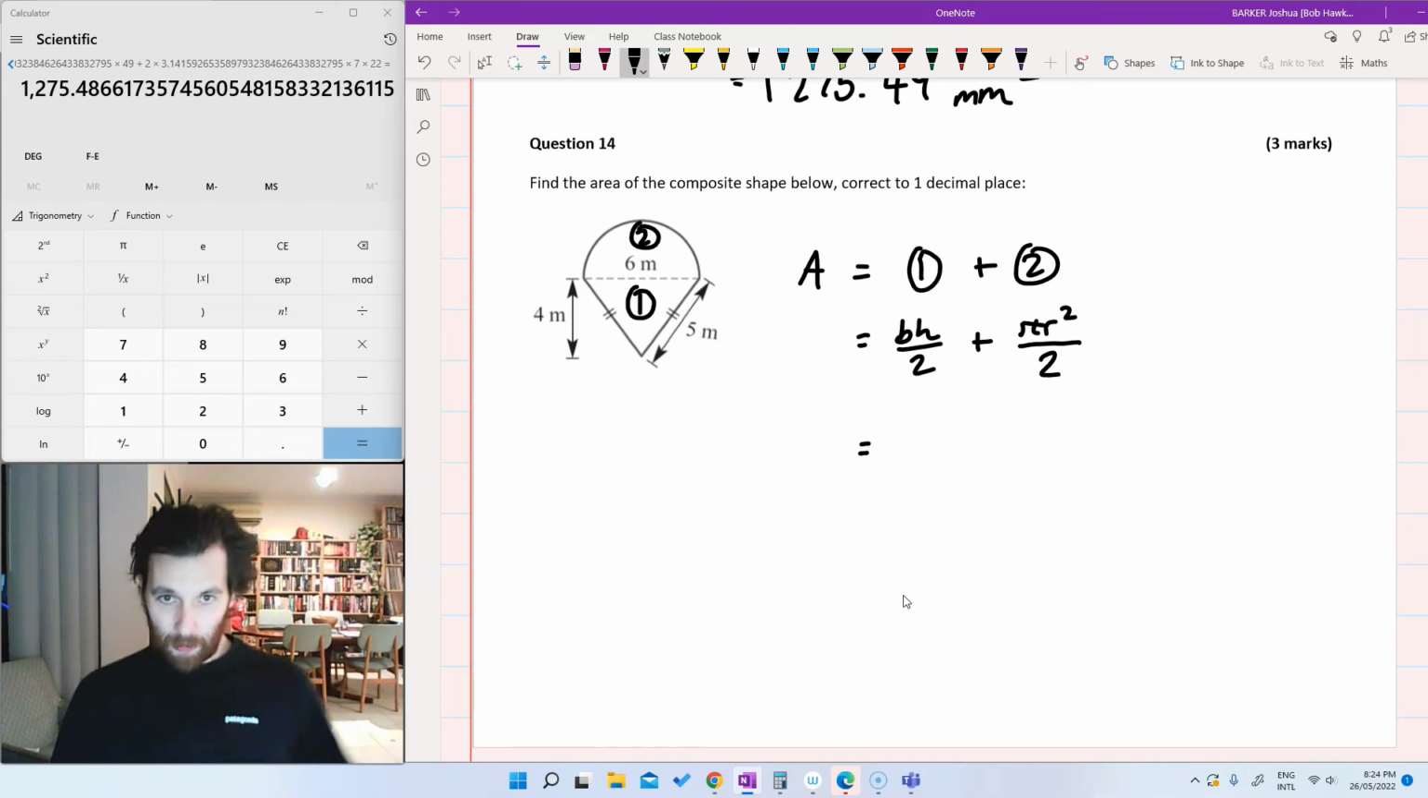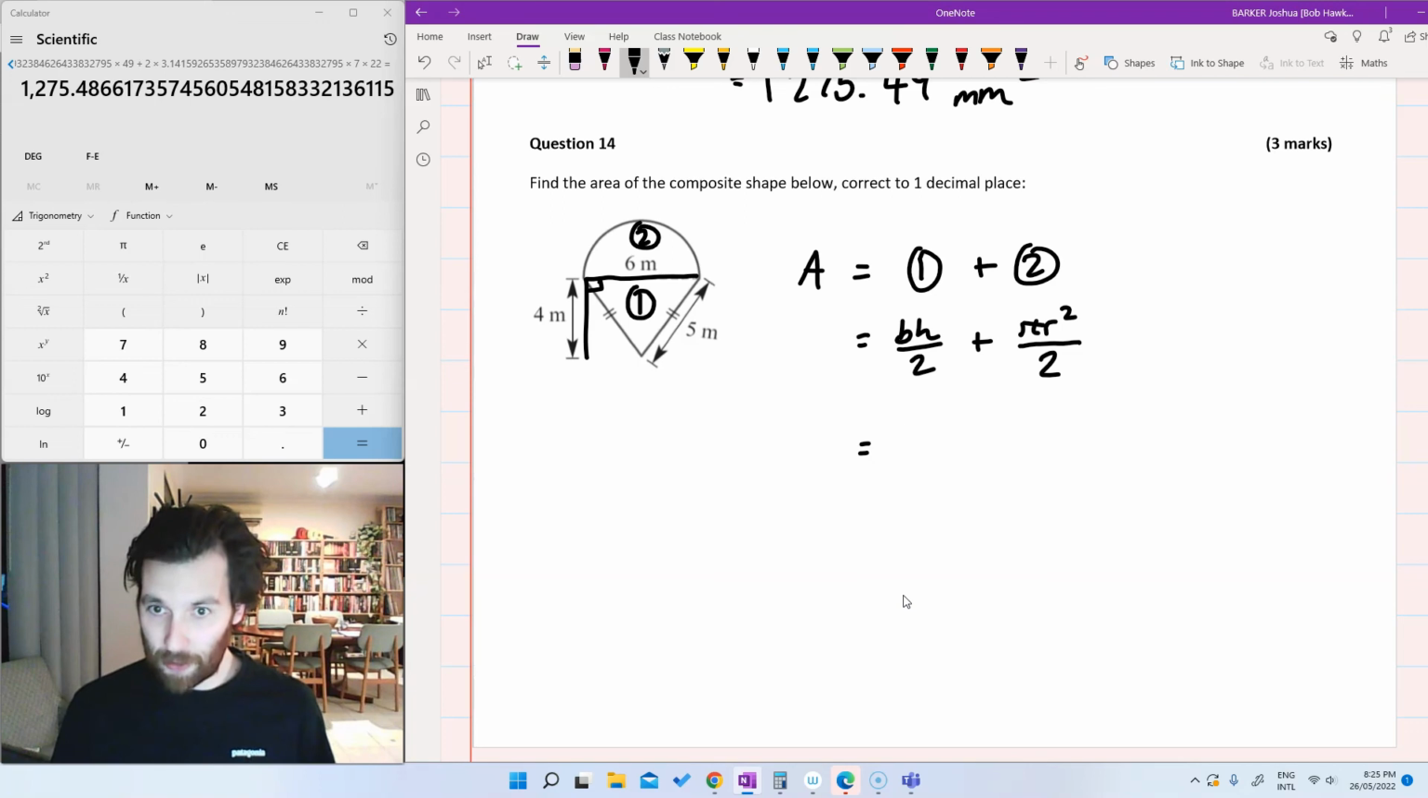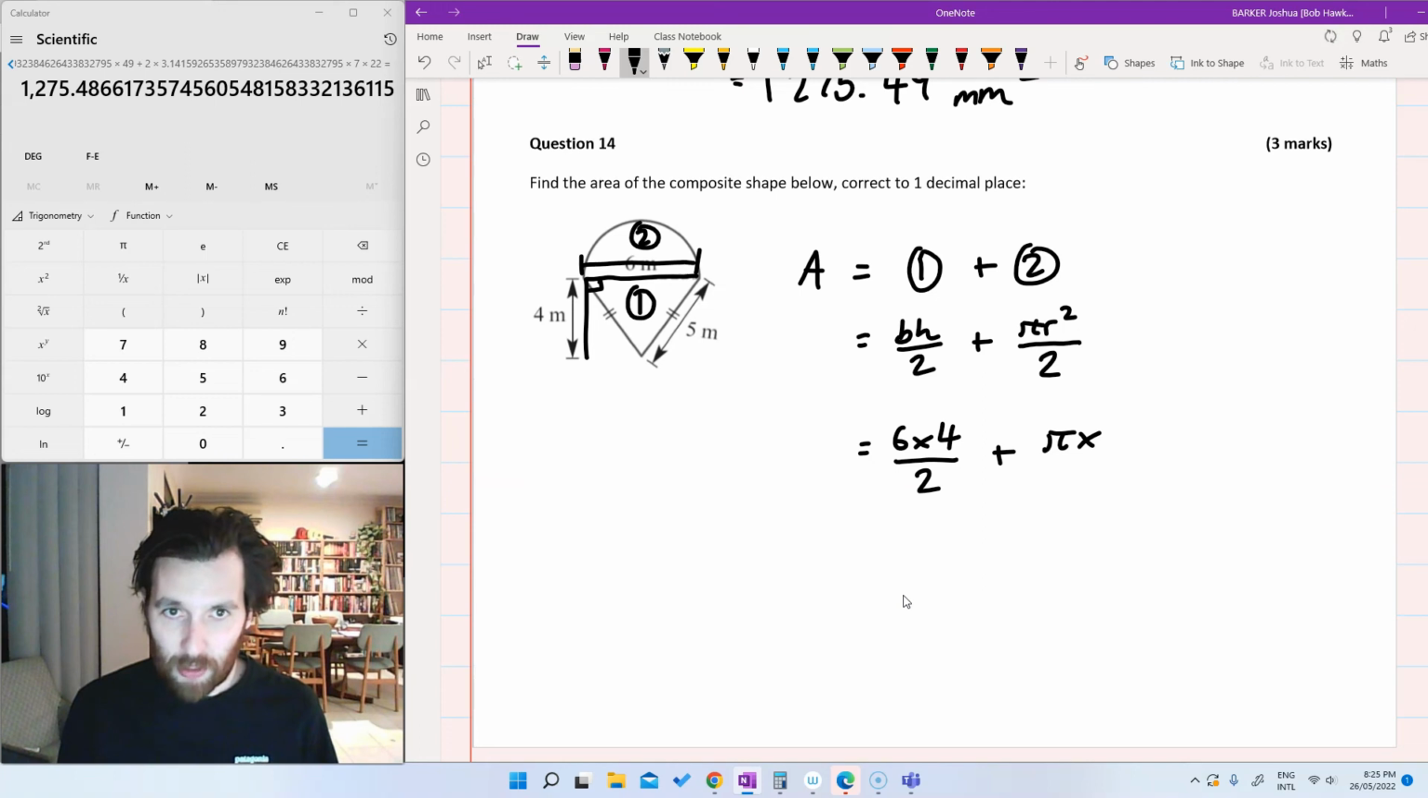Okay, then we're going to pick out the right information from the question. So don't forget that for a triangle, we've got a base length of 6 just here, but we're looking for the perpendicular height. We need the height that's at the right angle to the base. So we're going to do for this one 6 multiplied by 4, which we divide by 2. And we're going to add onto that pi times the radius squared. So pi times, and don't forget the radius, we're given the diameter for this question. So the radius is going to be half of that, which is 3. So pi times 3 squared, and I'm going to divide all of that by 2.